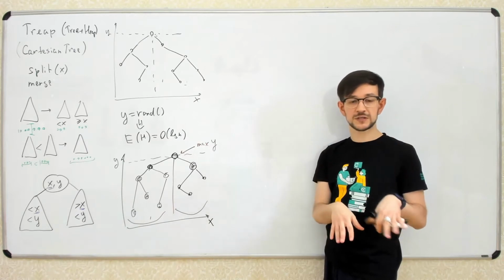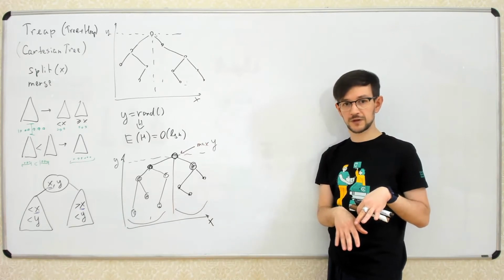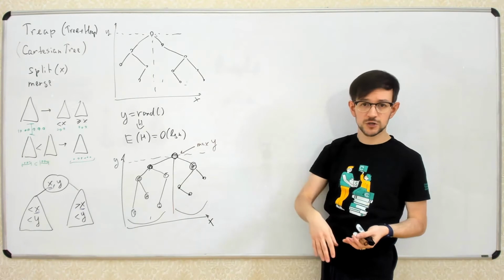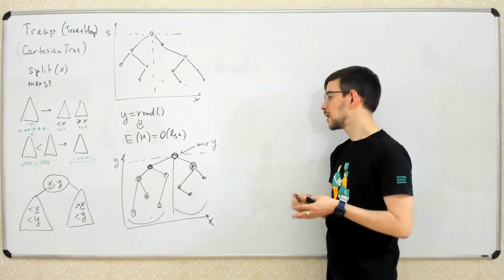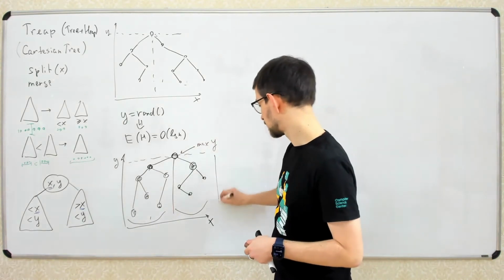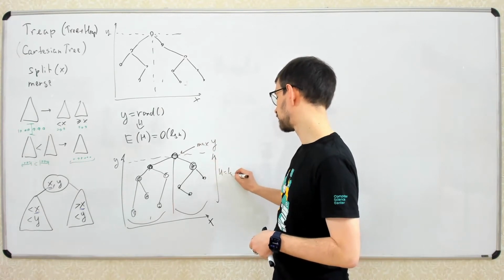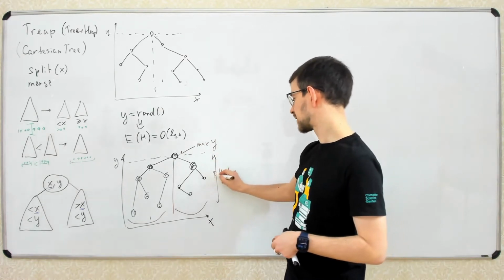And by the same reasons as in the quicksort algorithm, the height of the tree, like the depth of the recursion in the quicksort algorithm, will be logarithmic. So the height of the tree will be log n. Expected.